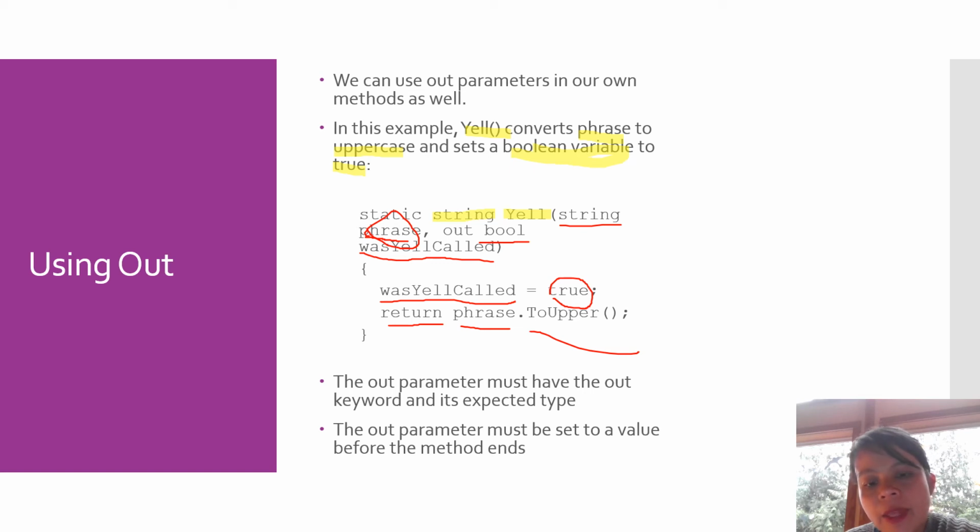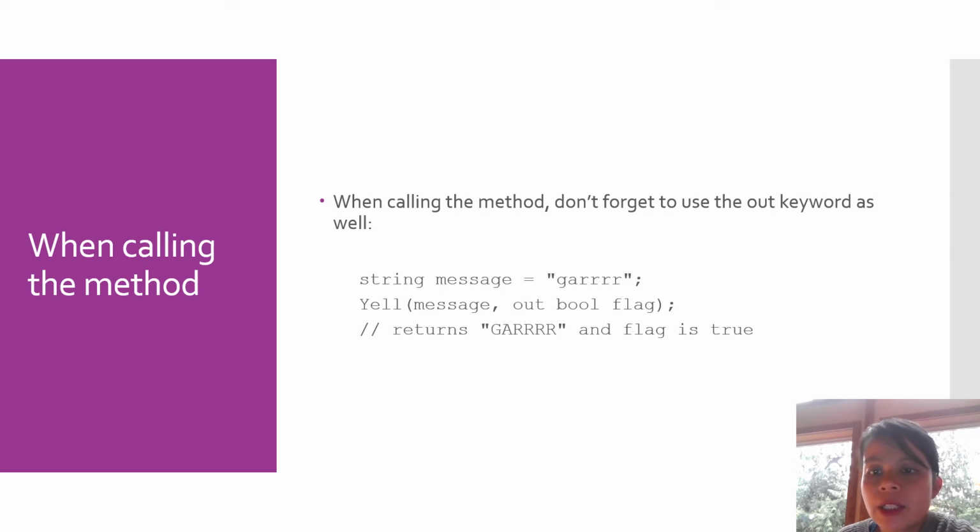Note that the out parameter must have the out keyword and its expected type. The out parameter must be set to a value before the method ends, and we've done that here. When calling the method, don't forget to use the out keyword as well. Here we have a variable called message, which is "gar". We call the method yell, message is the argument, and flag is the second argument, and we still have to add out and Boolean. So this is going to return "GAR", and flag is true.